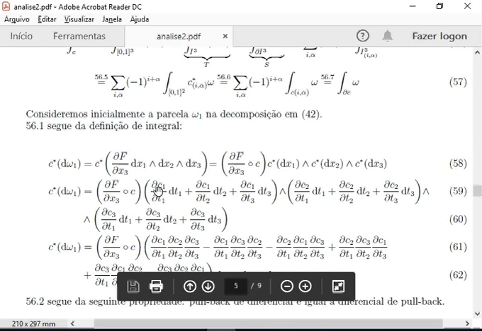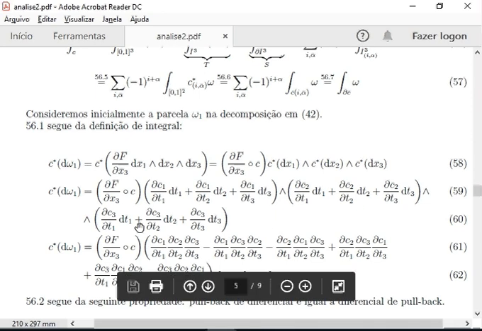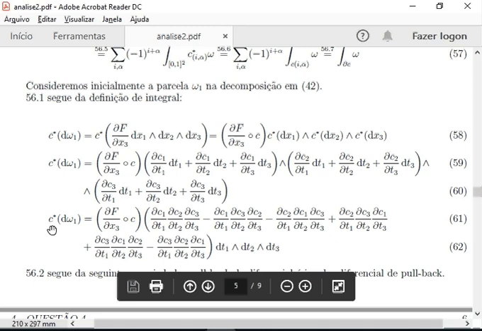Derivative of c_i in relation to t_j: 1,1, 1,2, 1,3, 2,1, 2,2, 2,3, 3,1, 3,2, 3,3. C pullback of d omega 1 is equal to the same composition.